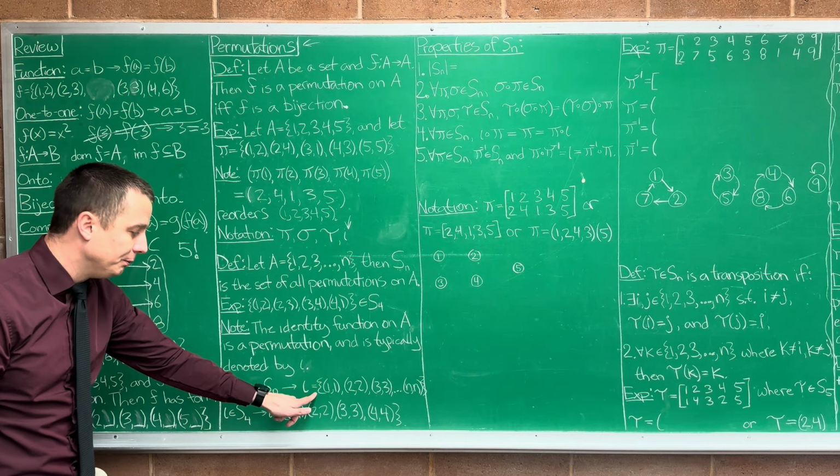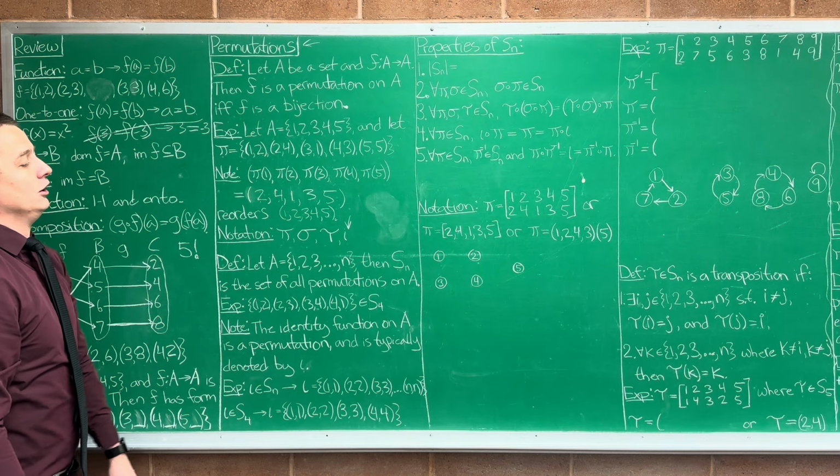Concrete example. Somewhere along a proof, you see me write this. Take iota in S sub 4. You instantly know what function is iota. It's one that maps 1 to 1, 2 to 2, 3 to 3, 4 to 4. So for every S sub n you choose, something like S sub 7, it's going to have its own iota. Make sense?